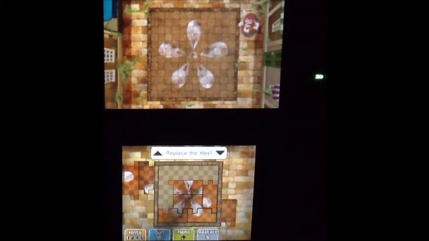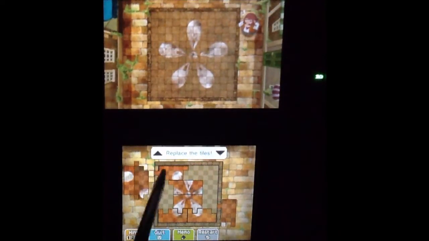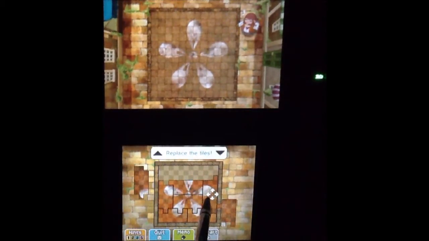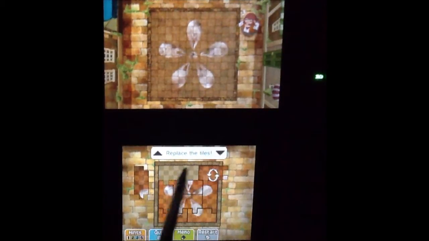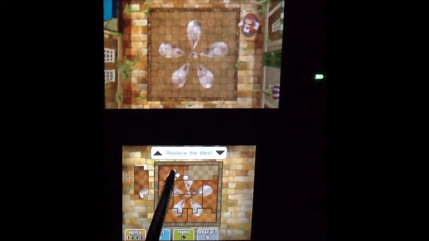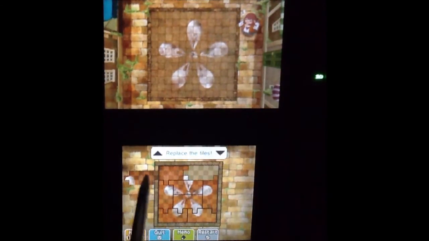So let's see, does this piece go here? No, clearly it does not. Maybe it goes here. No, it doesn't look like it goes there either. So, I guess that means the only place this piece can go is right here. That piece goes there. Looks like I can turn this piece around a bit. And that's your solution. How exciting!